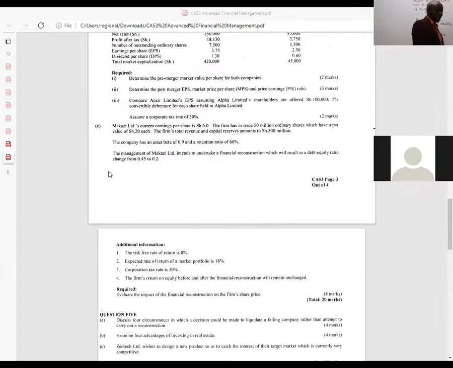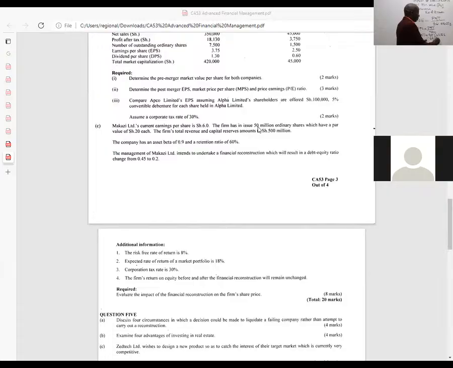We are told here, Makazi Limited's current earnings per share is 6. The firm has in issue 50 million ordinary shares, which have a par value of 20 each. Listen, they are telling us that Makazi Limited's EPS is how much? It is 6. And the number of ordinary shares is how many? 50 million.